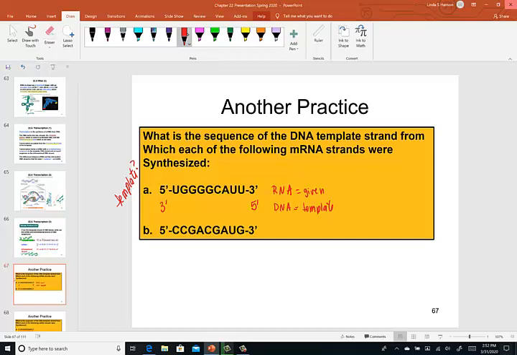Well, U, what would that code with? U would code with, is it T or is it A? What do you think? A goes to T, U goes to A. So this would be A, C, C, C, C, G, A goes to T, U goes to A, U goes to A. That's the complementary coding when an RNA was created from the DNA.